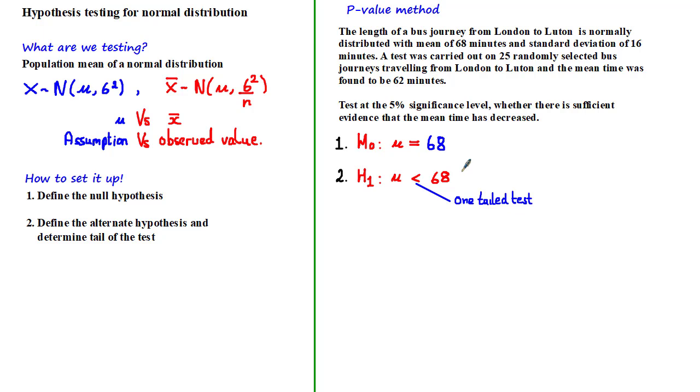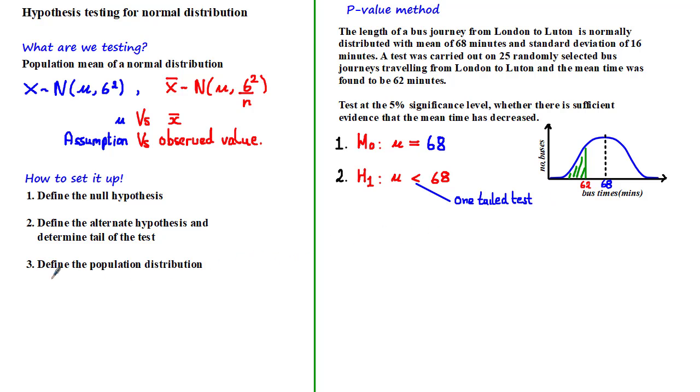We've seen many students writing different values here, but please note that when writing your null and alternate hypothesis, these values will always be the same as the population mean, okay? At this stage, we can also determine which tail to focus on. Since the observed value of 62 is less than 68, this tells us that we need to focus on the lower tail and calculate this green shaded area underneath the curve, which is the p-value that we're going to be working out later.